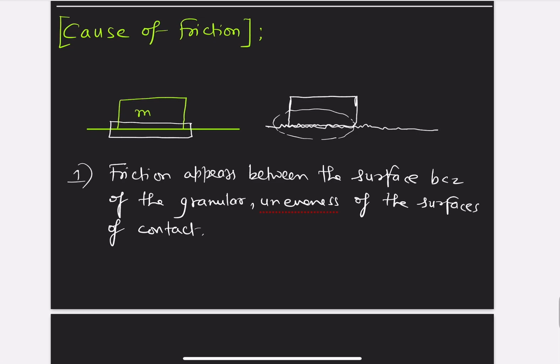Okay, so whatever the rough surfaces we see, these rough surfaces have this kind of a thing. If we have a microscope or a compound microscope through which we can see these structures, you will see that there is a lot of roughness, a lot of unevenness. They are not pretty much smooth. Okay, that is the first thing.